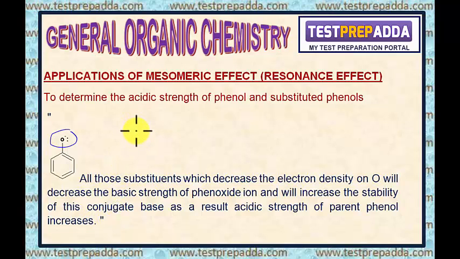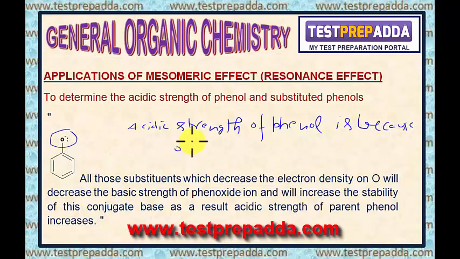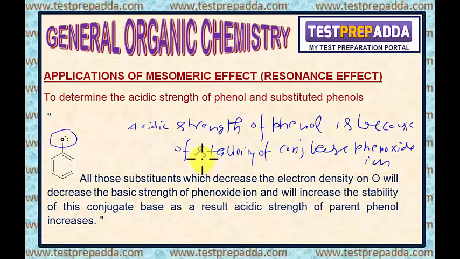It's very simple, as we have discussed that the acidic strength of phenol is because of the stability of conjugate base phenoxide ion. So more stable conjugate base implies more acidic parent.